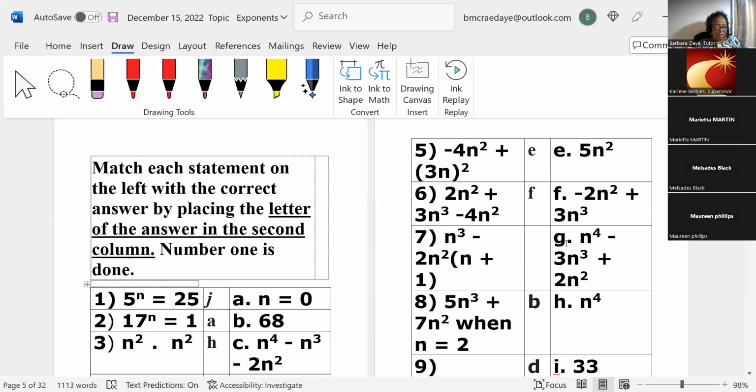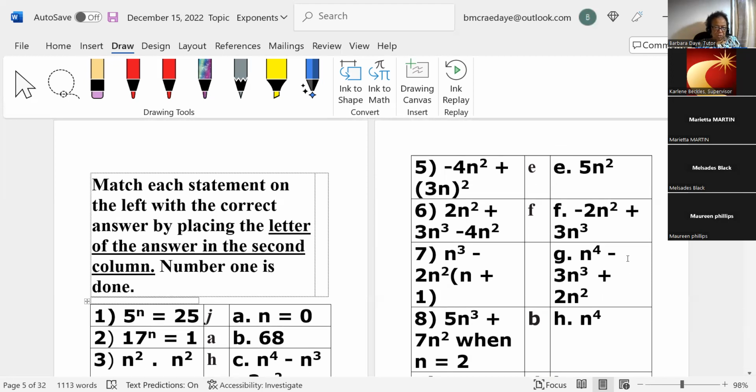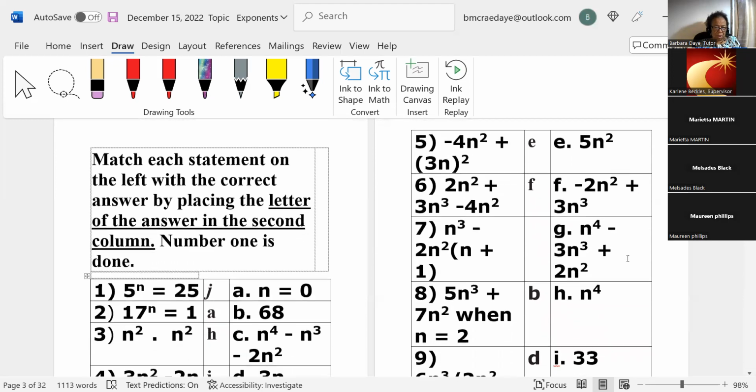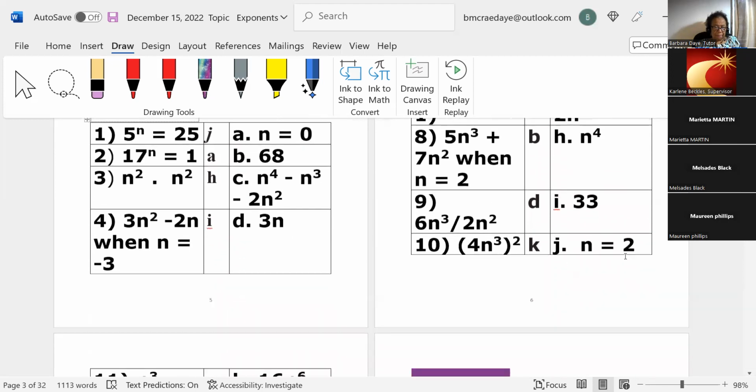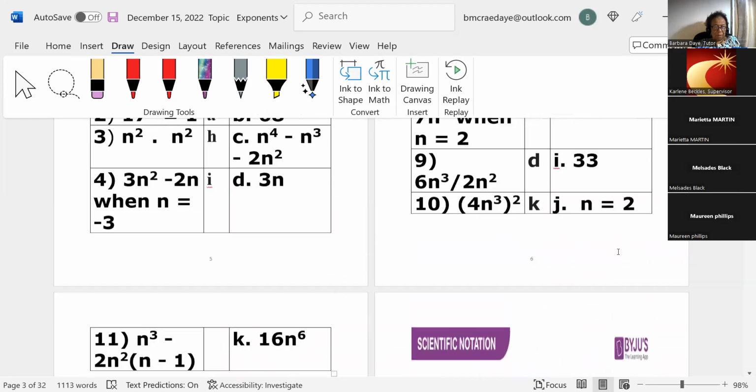There's no n to the fourth. None of these words should have been n to the fourth. Okay, so this would be, okay, let's put the G. So the G would be 11. Okay, let's go back.